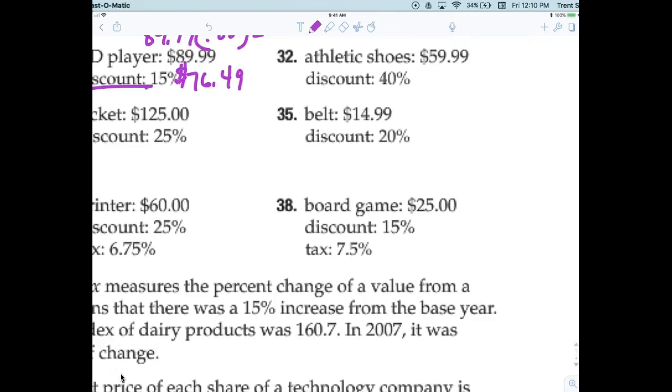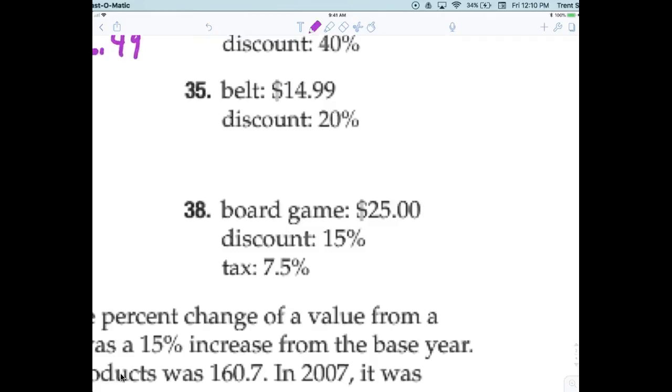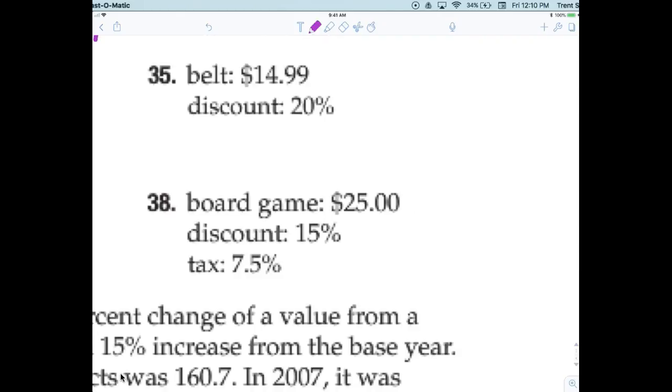35. Tell me how to do 35. You better be right, or you're coming in after school. Okay, Mr. Shaw. I know you're going to get it wrong on purpose. Yeah. Okay.